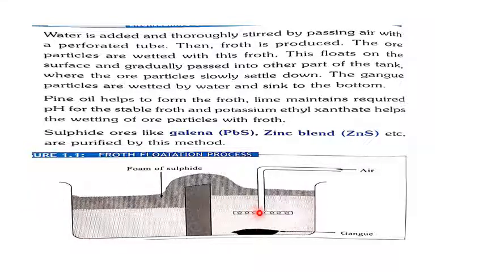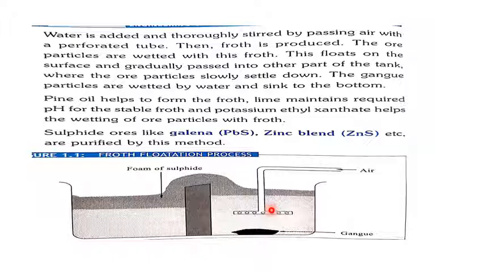Here pine oil is added, which helps to form the froth. Lime maintains the required pH of the stable froth, and potassium ethyl xanthate helps the wetting of ore particles with froth. Mainly this process is used for sulfide ores, like galena, PbS, zinc blende, ZnS, etc. They are purified by this method. Thank you for listening to this video.